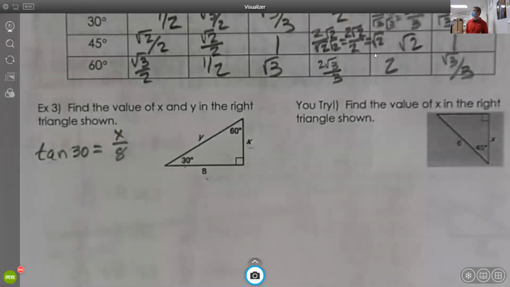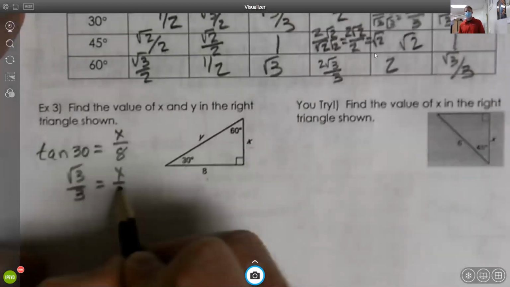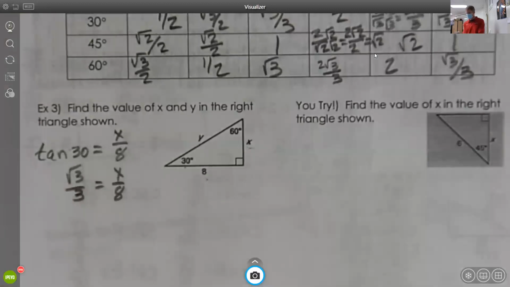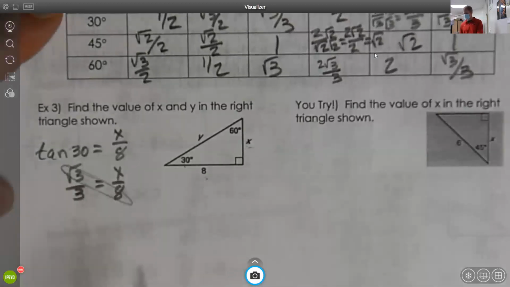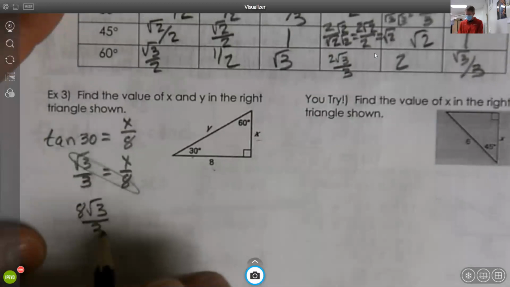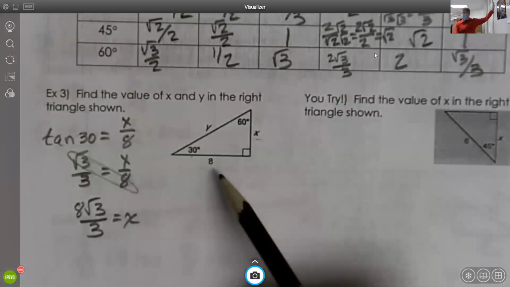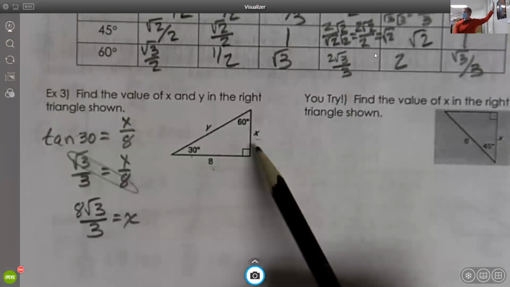Now, if we did that in the past, we would need to use our calculator and we'd get a decimal. But now we know what the tangent of 30 is. You can look it up in your chart. Tangent of 30 is root 3 over 3. And when you cross multiply, you only have to cross multiply in one direction. That's going to give you 8 root 3 over 3. Now, if you think about that, that would have been the same thing as if you took your 8 and divided by root 3, and then rationalized your denominator.